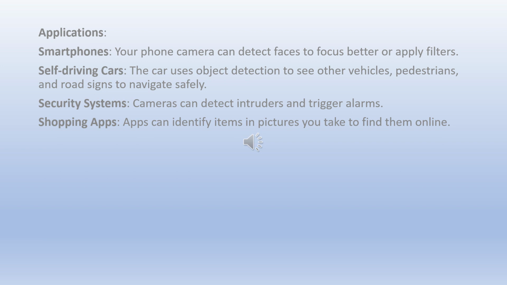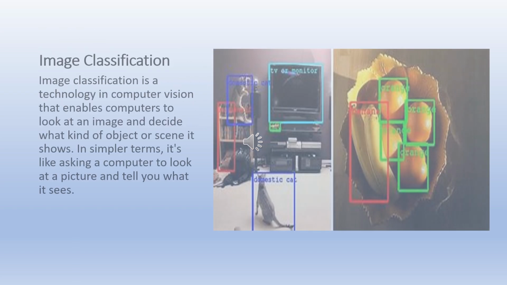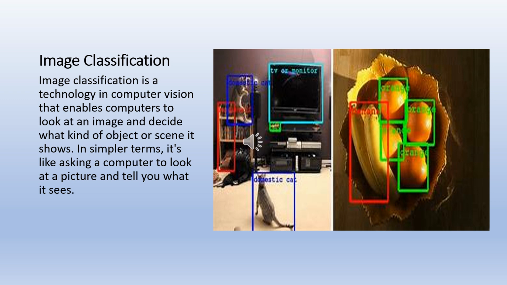Yeah, so let's move on to the other topic, image classification: what it is and how it works. So what is image classification? Image classification is mainly a technology in computer vision that enables a computer to look at an image and decide what kind of object or scene it shows. In simpler terms, it is just asking a computer to look at the picture and tell you what it sees.